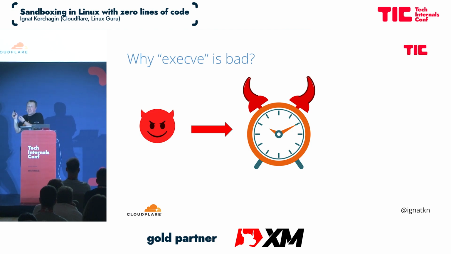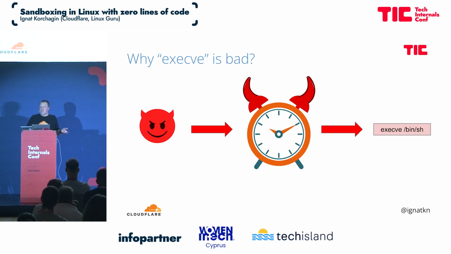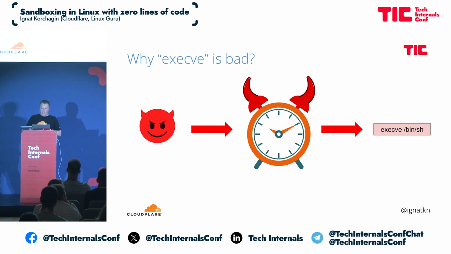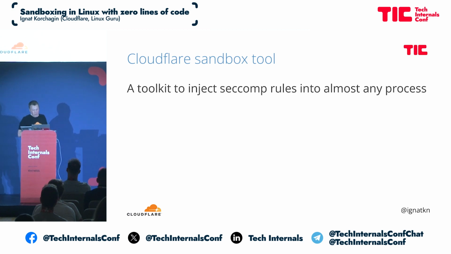Well, they will execute a shell. Depending on the vulnerability, it's very hard to control the process itself, so they likely execute a shell and then do whatever they want. That's why execve is the most dangerous system call ever, so you definitely want to block it if your application doesn't need it. And because systemd cannot block execve, we developed our own Cloudflare sandboxing toolkit to inject seccomp rules into almost any process.